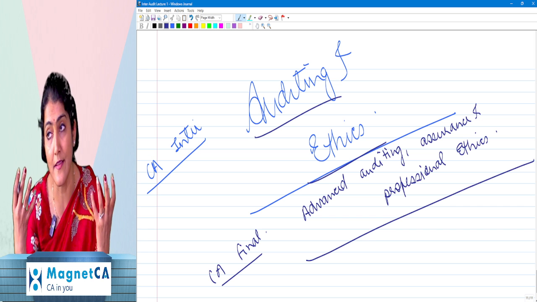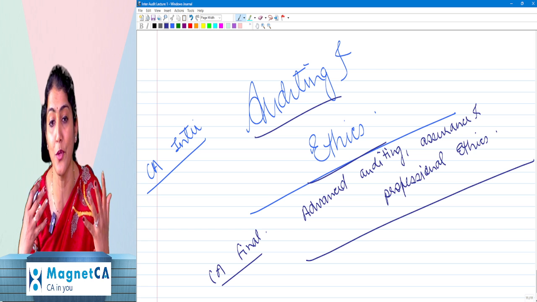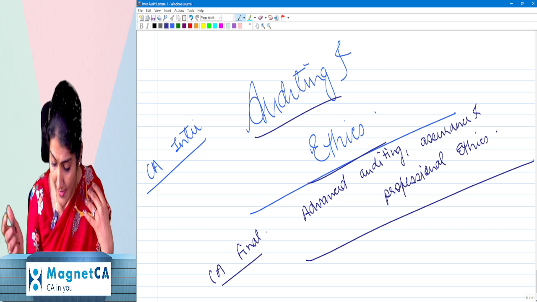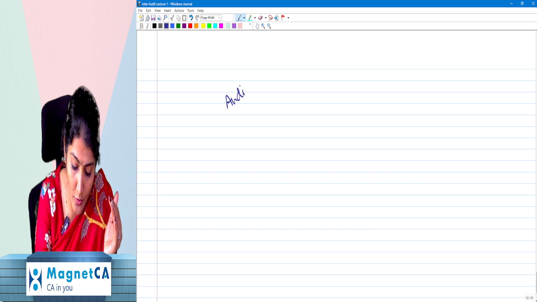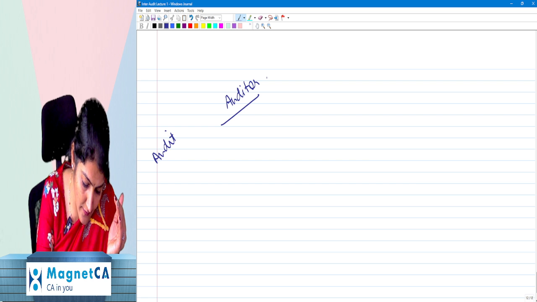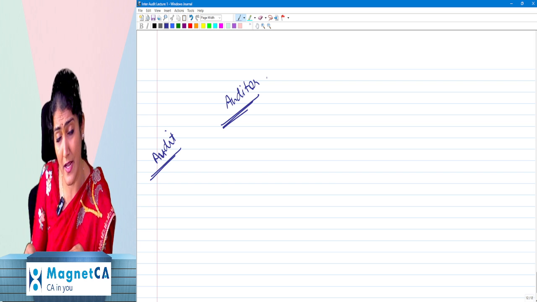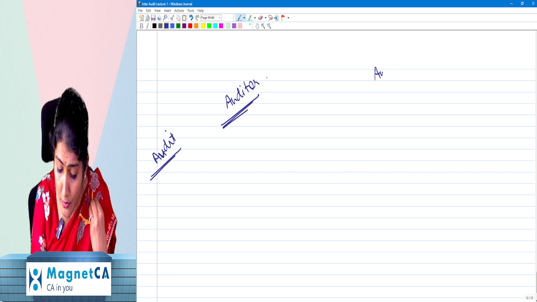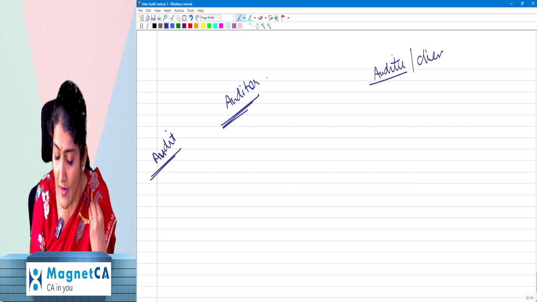Just as a human being, you need to have certain ethics. As an auditor also, you need to have certain ethics, right? The person who conducts the audit is called the auditor. And the entity, the organization where we are doing the audit, is called the auditee, or we could also call it our client.